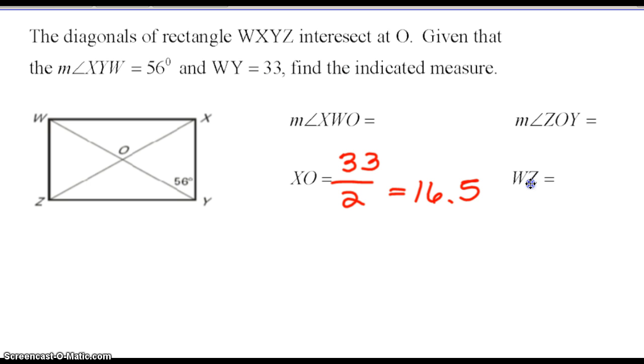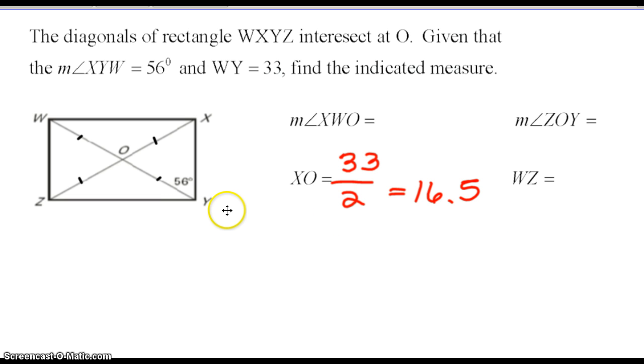WZ is a side length. I'm going to wait a second to figure that out. Let's go to the angles first. Here's the thing about rectangles, if you recall, all of these become isosceles triangles. And so if these are isosceles triangles, what is so nice is there's only a couple angle measurements. There's 2 ways to do this.